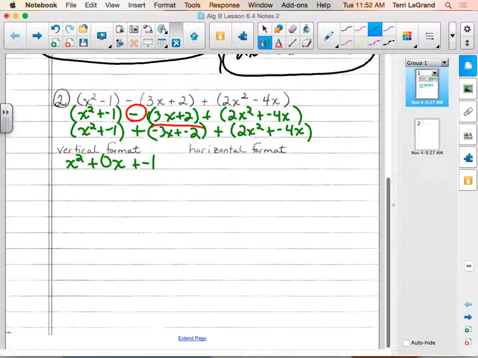Because now look at our next polynomial. Negative 3x plus negative 2. What's missing in that one? X squared. The x squareds are missing. So I'm gonna put a 1 in front of that one. We have a 0x squared plus negative 3x plus negative 2. In other words, vertically our like terms should be lining up. And then our last one. We have the x squareds. We have some x's. What don't we have? A constant.